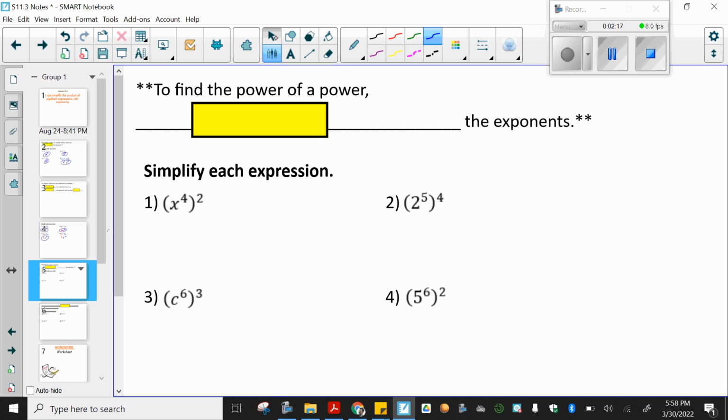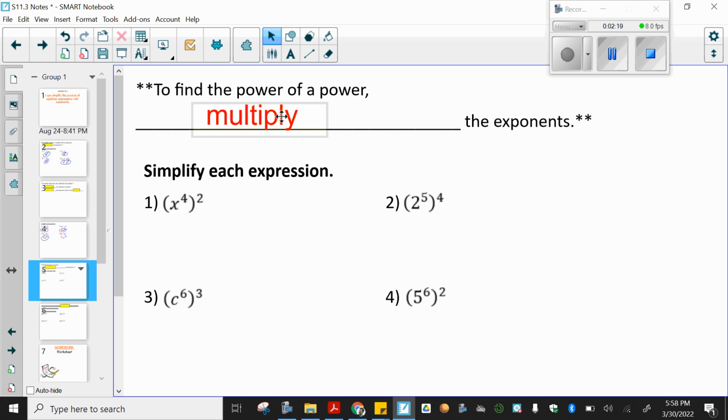To find the power of a power, confusing. Now we're going to multiply those exponents. So this is the power of a power. Look, it's x to the fourth inside parentheses with the 2 on the outside. That 2 is saying that we're going to multiply x to the fourth times x to the fourth. So we do this. We're going to write the same base, X. Oh, sorry, I need a pen. X. And then I'm going to multiply 4 times 2. 8. This would make x to the 8th.